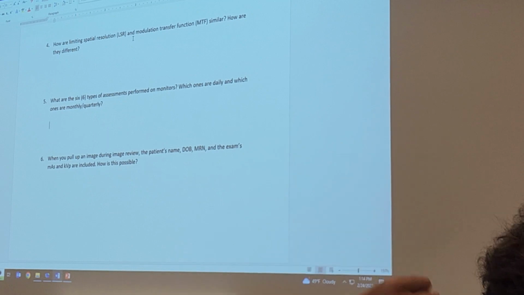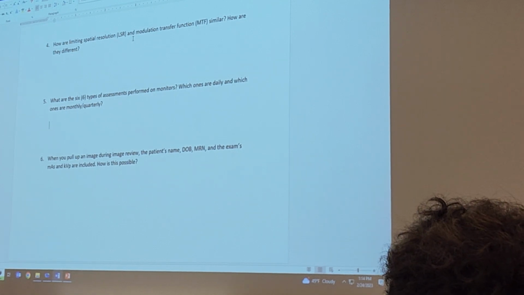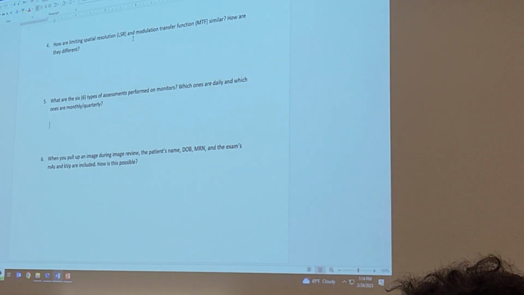Jay, you had a question. Geometric distortion's pattern was what again? TG18 QC. Just QC? Just QC.